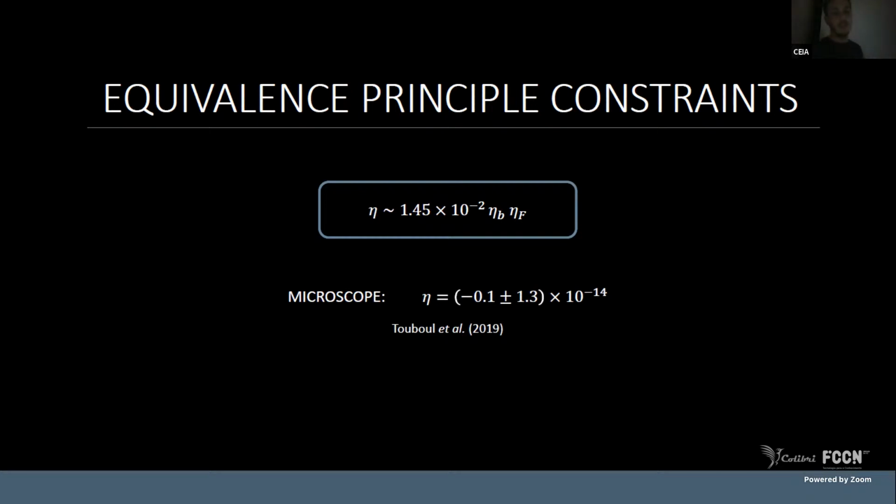Okay, and you can see that the constraint that this experiment gives us on the model is very, very small. So this is actually a very good constraint for us for many reasons.